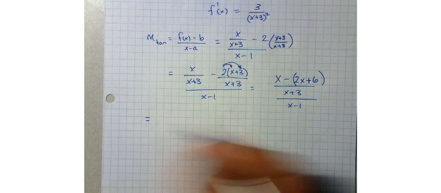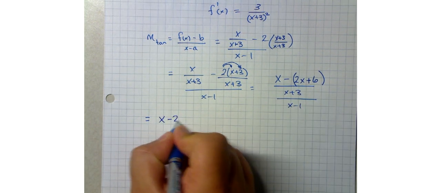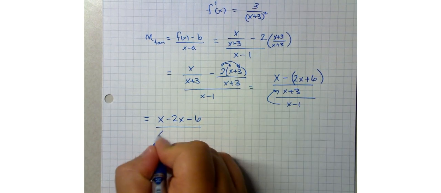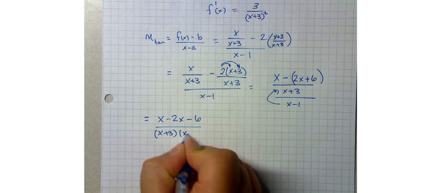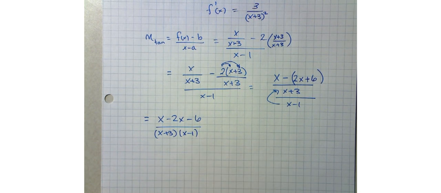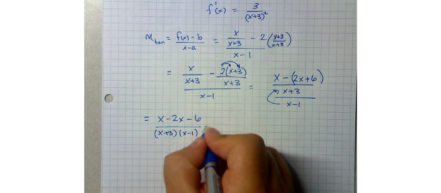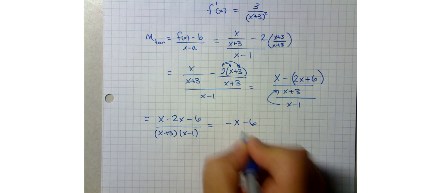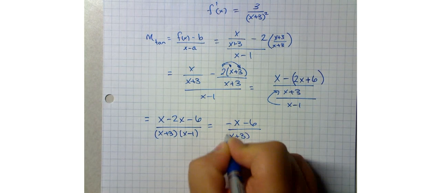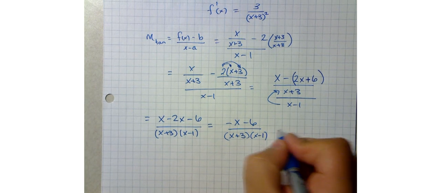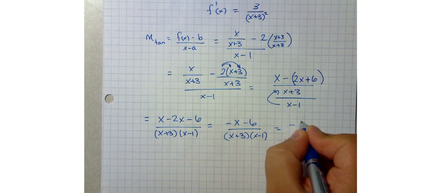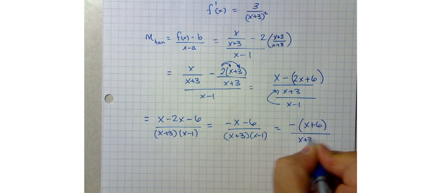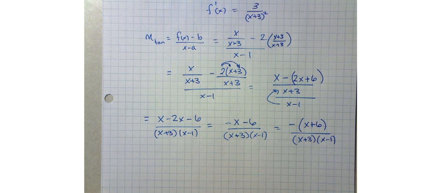This is going to be equal to, distribute the negative, x minus 2x minus 6 over, we can pull this up, (x plus 3) times (x minus 1). Simplify the numerator. x minus 2x is just negative x minus 6, all over (x plus 3) times (x minus 1). And I can pull out a negative on the top. This is equal to negative (x plus 6) all over (x plus 3) times (x minus 1).